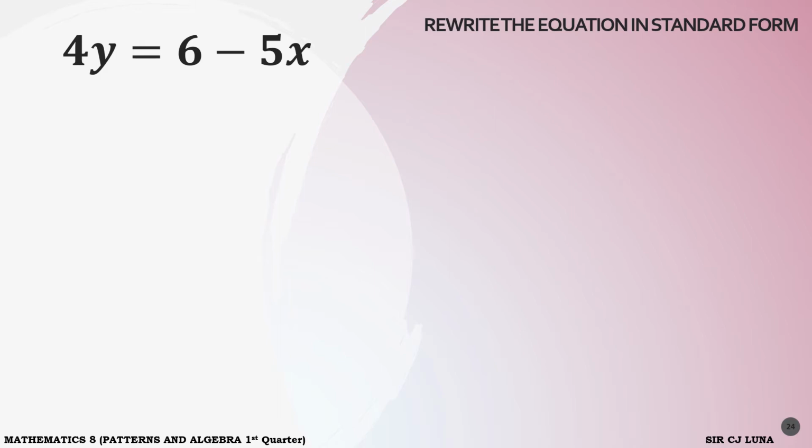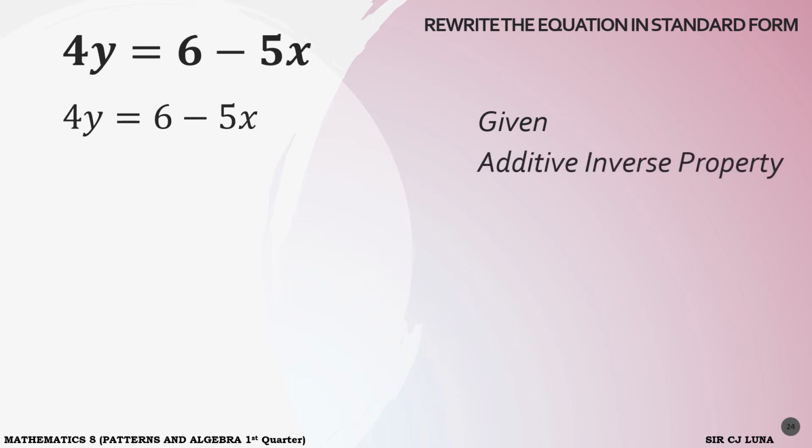We have the equation 4y equals 6 minus 5x. And that is our given. Now, all terms with variables should be on the left side of the equation. So dito meron tayong negative 5x. Kailangan mawala yun. How are we going to do that? We will apply additive inverse property. So for us to eliminate negative 5x, we have to add 5x on both sides. We now have 4y plus 5x equals 6 minus 5x plus 5x.